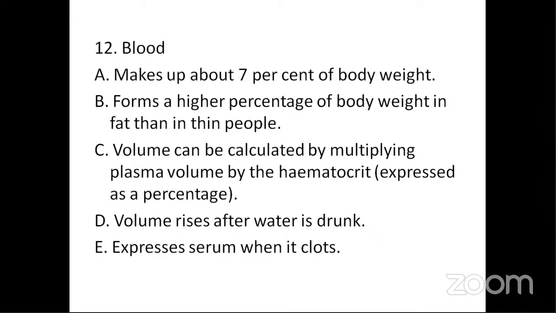It is false, since fat tissue is relatively avascular. The reverse is true. Fat tissue is relatively avascular and lean tissue is vascular. So blood forming a higher percentage of body weight in fat than in thin people is false. Next, blood volume can be calculated by multiplying plasma volume by the hematocrit.